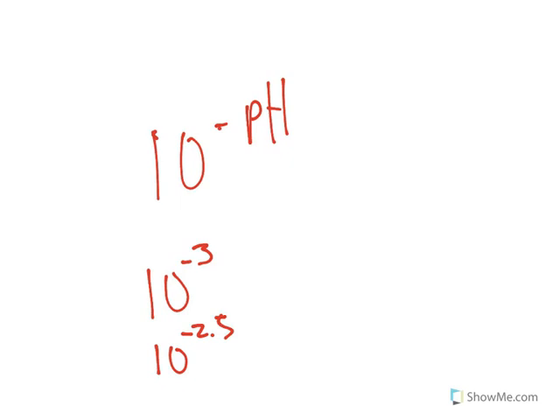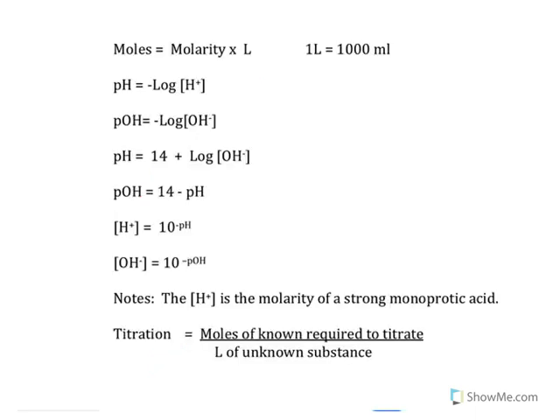If we want the OH minus concentration, we just do 10 to the negative pOH. 10 to the negative pOH equals our OH minus concentration. And right here is a summary of all the things I just talked about. Moles equals molarity times liters, by the way. That's kind of a review, and 1 liter equals 1,000 milliliters.